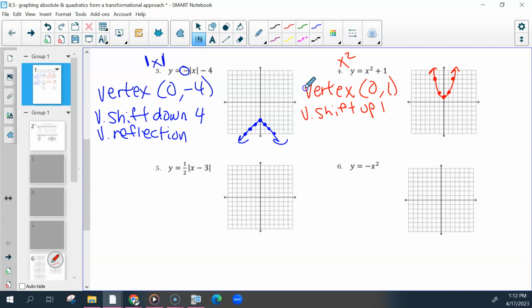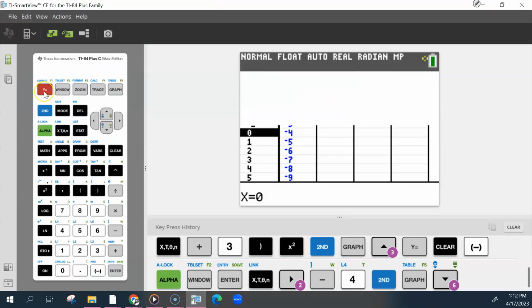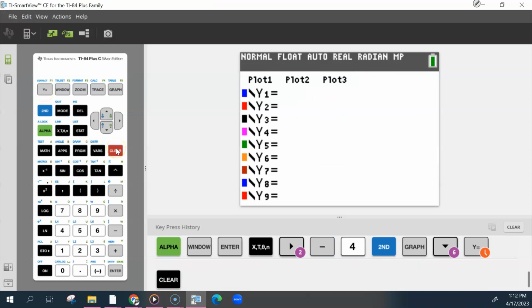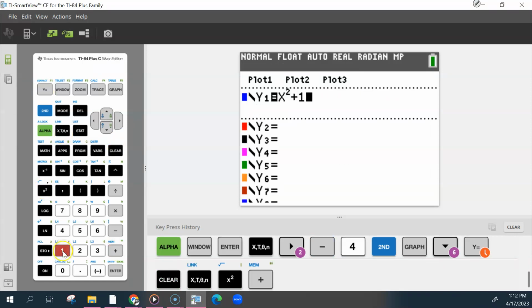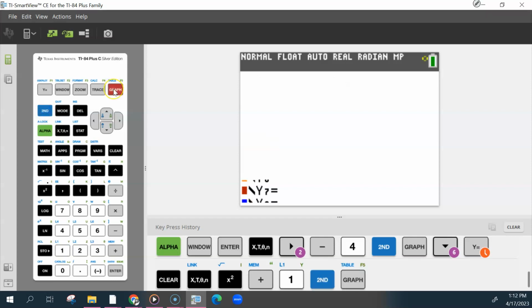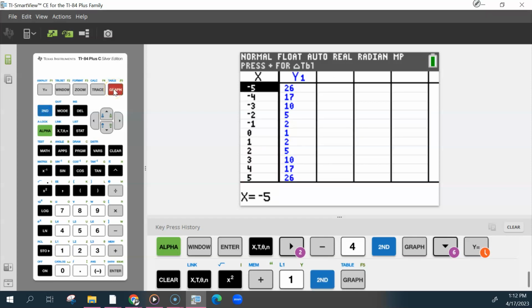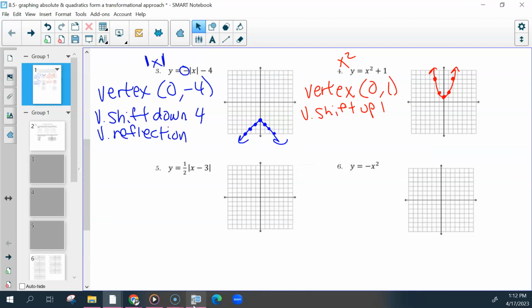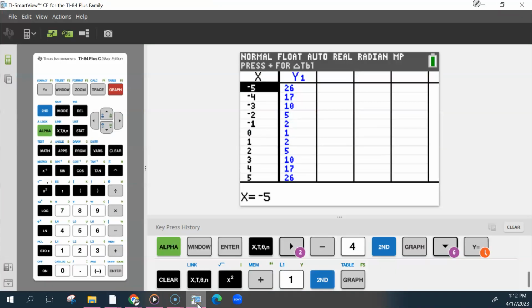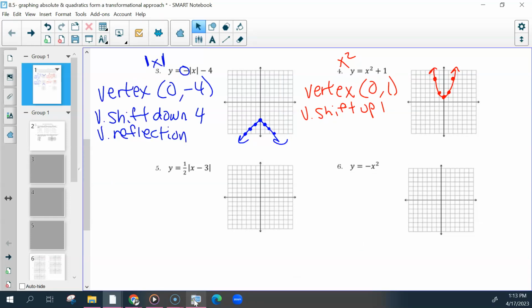So let's graph this in the calculator just to make sure we graph this correctly. So x squared plus 1. Look at your table, second graph. And then our vertex was 0, 1, so we should have -1, 2, and 1, 2, and -2, 5, 2, 5. So that matches. Questions so far?